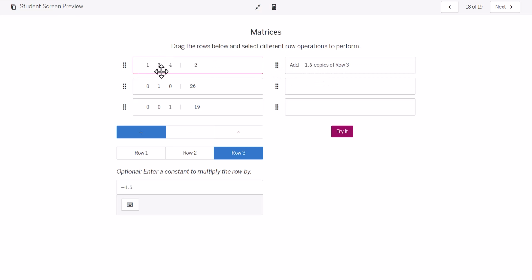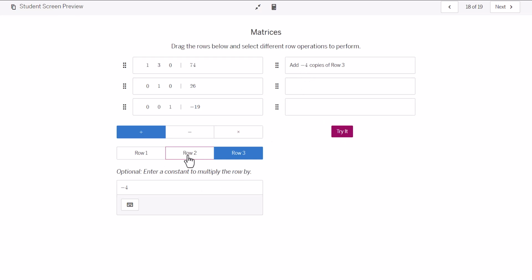All I have left is this 3 and 4. I need them to become zeros. So I could actually add -4 times row 3. So that'd be 0, 0. This would be -4 plus this 4 to make that a 0.